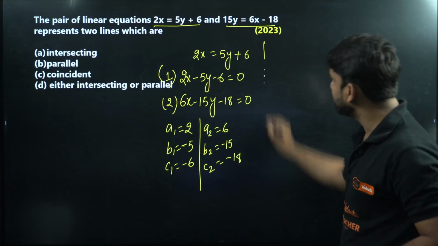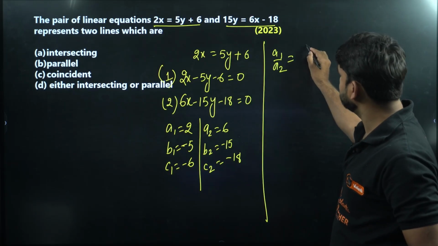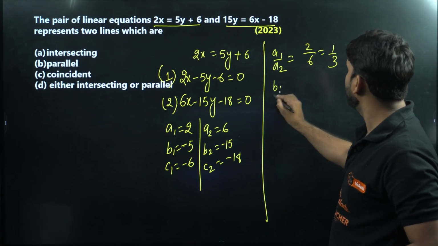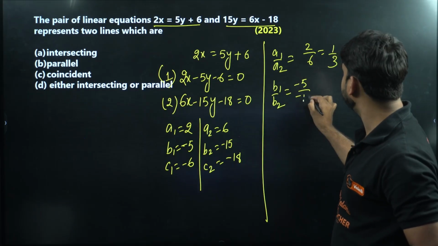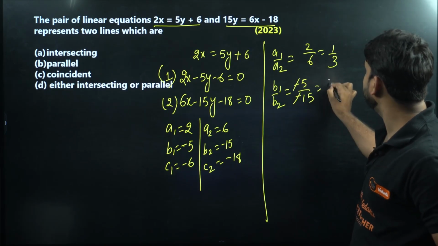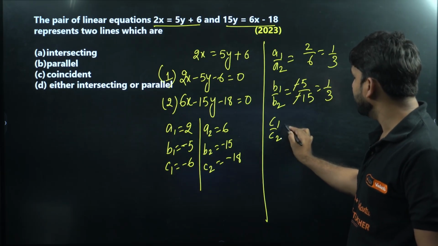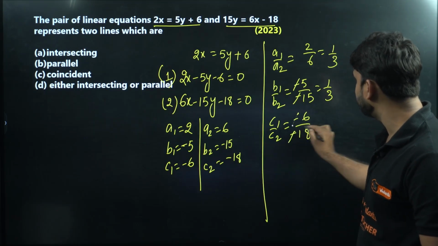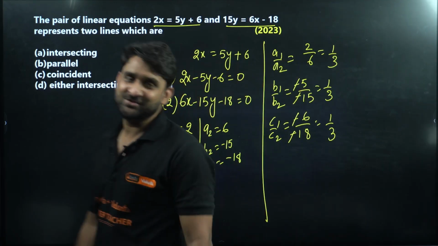Now find out the ratios of all. So a1 by a2 is 2 by 6, which is equal to 1 by 3. Now b1 by b2, b1 is minus 5 and b2 is minus 15. So minus minus cancels here. This is also coming 1 by 3. And c1 by c2 is what? Minus 6 divided by minus 18. Minus minus cancels. It is also equal. Oh wow! All the ratios are equal to each other.